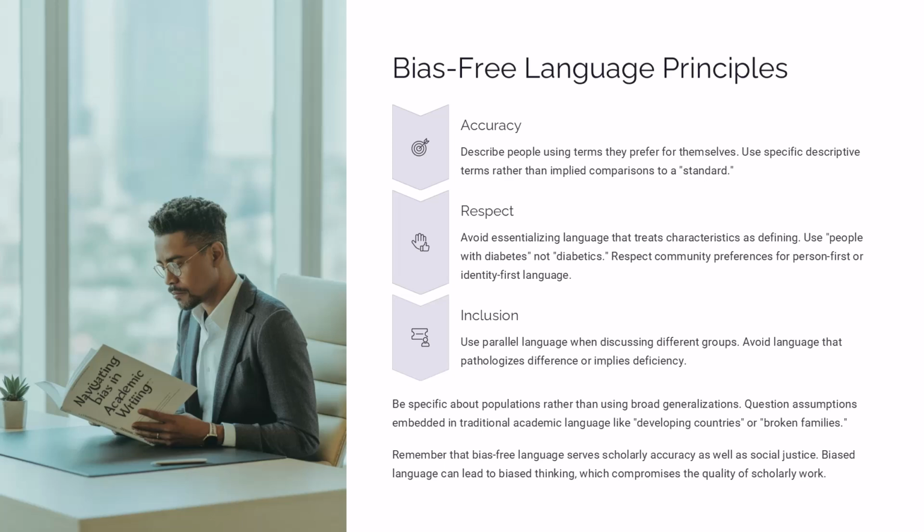Stay informed about evolving understanding of bias in academic language. What seemed neutral or appropriate in previous decades might now be recognized as carrying implicit biases. Professional development in this area is ongoing for all scholars, and willingness to learn and adapt demonstrates commitment to scholarly excellence. Remember that bias-free language is not about avoiding offense, but about achieving accuracy, respect, and inclusion in scholarly communication. These goals align with the fundamental values of academic inquiry and contribute to research that serves diverse communities effectively.